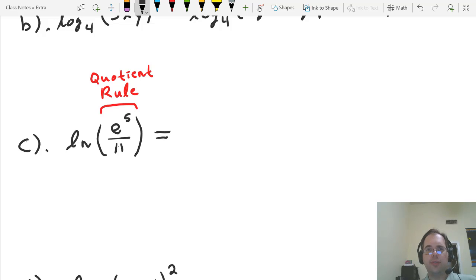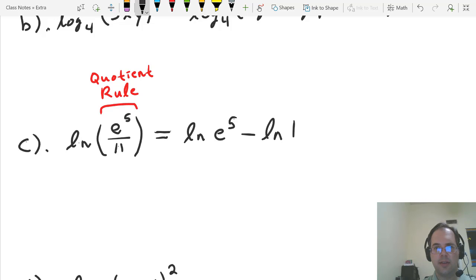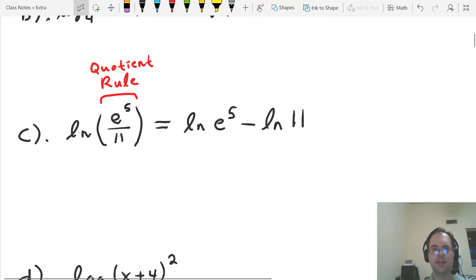Okay, what does the quotient rule tell us to do with our logarithms? Well, we'll split it into two logarithms. The first one is ln of e to the 5th, but the quotient rule deals with subtraction, so we go minus ln of 11. Again, splitting it into two, but because we had division, we have to use subtraction instead of the addition we had on the last example.